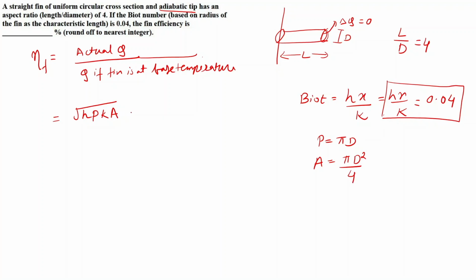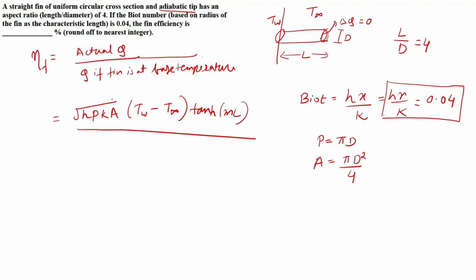So this is the first parameter, and then the temperature difference. If my wall temperature is Tw and the ambient temperature is T infinity, then we can write it as Tw minus T infinity, and then we have a factor of tanh ml. You have to remember this formula for any fin: under root of HPKA, then the temperature difference, and tanh ml. So this is my heat transfer in presence of the fin.